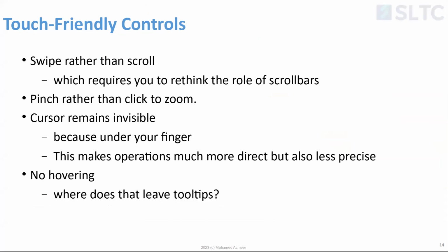sorry, the cursor is invisible on the mobile phone because unlike the mouse where you can move the cursor, you don't see a cursor on the mobile phone. The cursor is your finger. Your cursor is under your finger. So you need to be careful about how things move and how they click to select things, right?